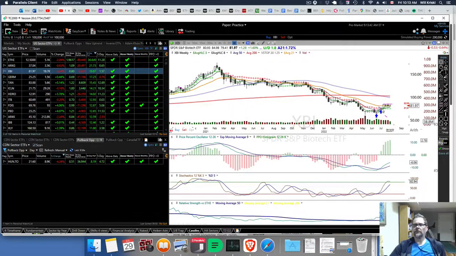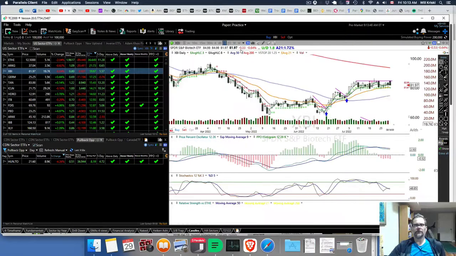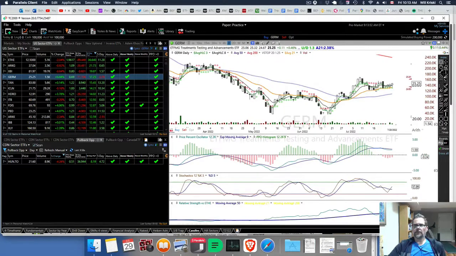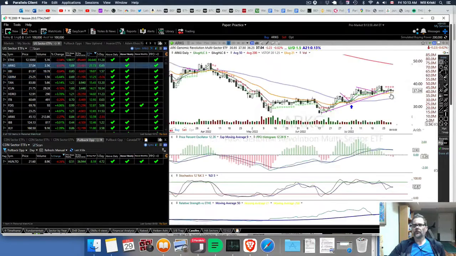You're starting to get up there in terms of the green volatility stops on the weekly chart, but it's been pretty flat with some dojis there. And that goes for the germ. Germ is another one. XBI, ARKG. Not looking great right now. Just little dojis and flat, sort of curling over with the momentum.